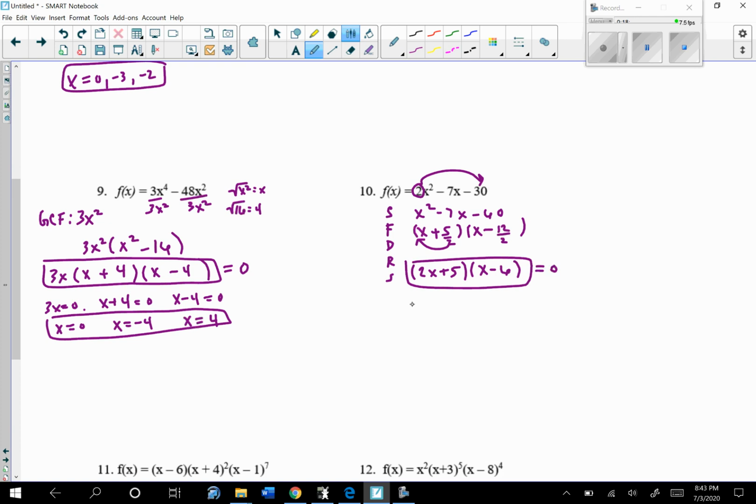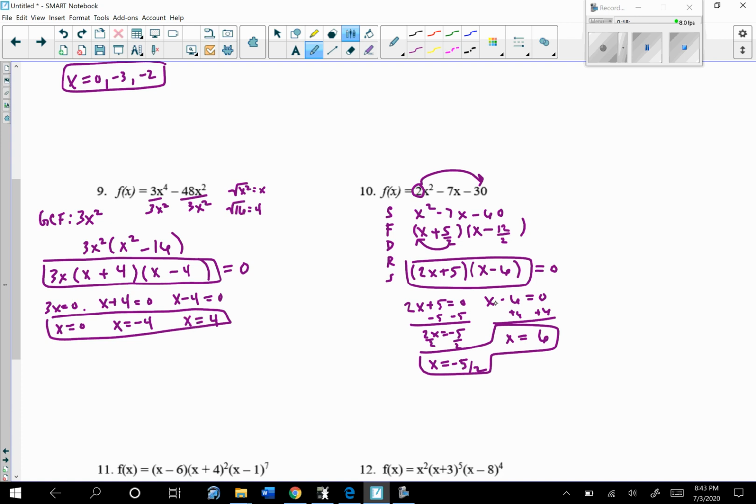Set it equal to 0 and solve. So 2x plus 5 equals 0 and x minus 6 equals 0. For the swing in front, if it reduces, this is really over 1, so you don't need to put that 1 placeholder in front. I didn't say that before. So subtract the 5: 2x equals -5, divide by 2, and x equals -5 halves. Over here, add the 6, and x is equal to 6. So these are our solutions or our zeros of our equation.